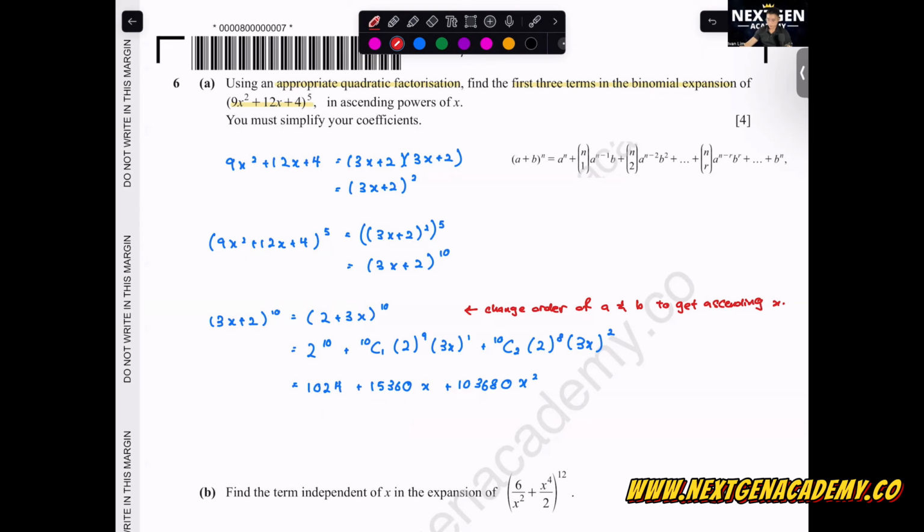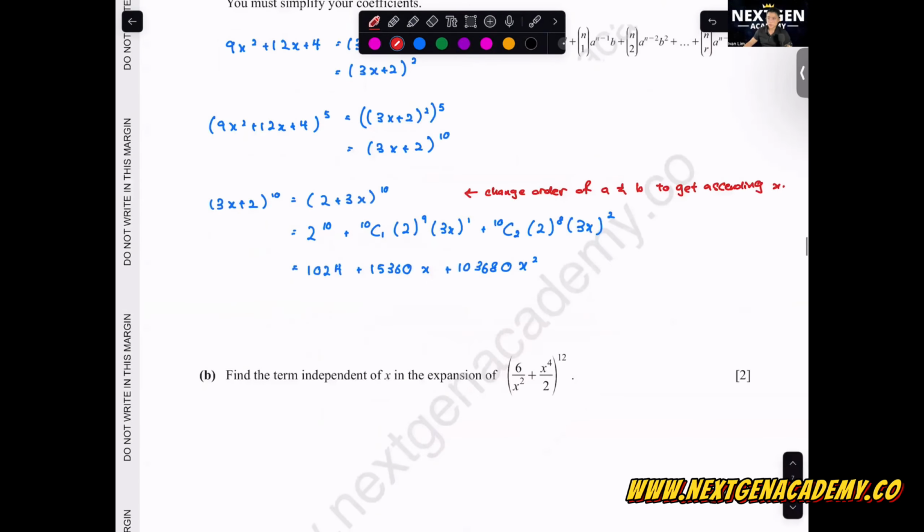Okay, let's look at question b. Find the term independent of x in the expansion of 6 over x squared plus x to the power 4 over 2, to the power 12. This one, don't waste your time expanding all of it. When they say independent of x, it means we want to find the term that doesn't have a power of x. We determine what power we want to put for both terms. I don't care about the 6 and 2 first. I just want you all to see the terms with x: 1 over x squared and x to the power of 4.